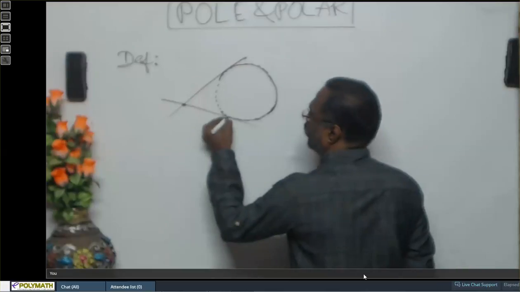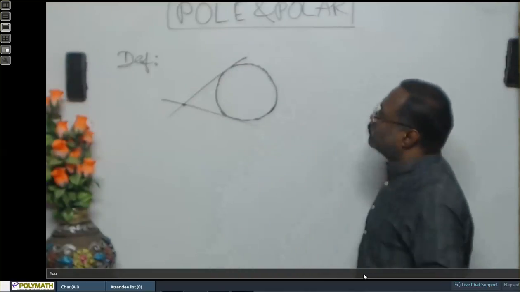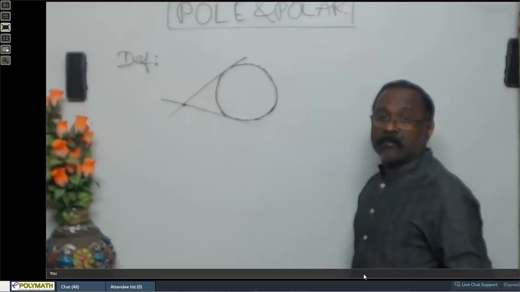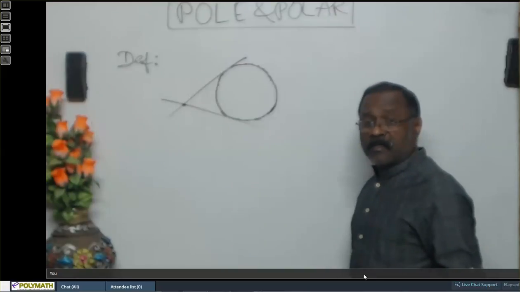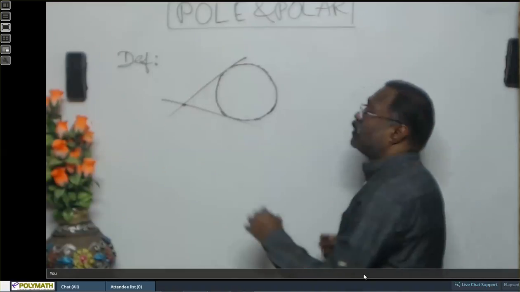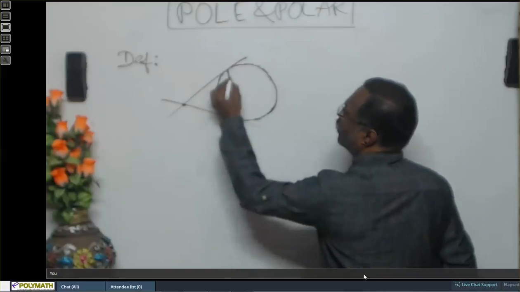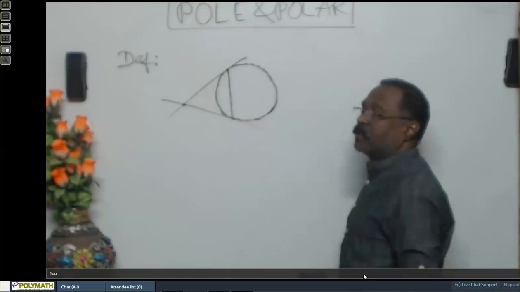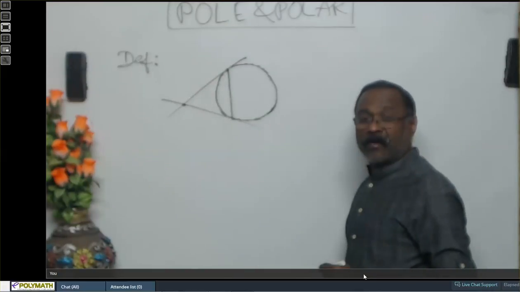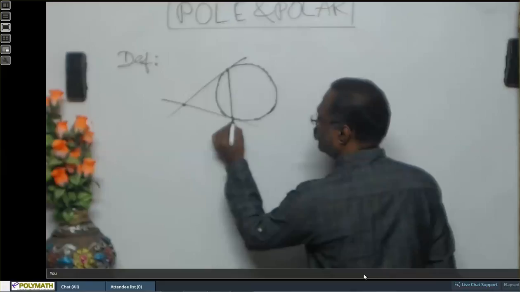Drawn to any curve, in this case, circle taken. How the tangents are and where they are drawn? Drawn at the extremities of the chord. This is a chord. Drawn at the extremities of the chord. So, how the chord is? This chord is passing through a fixed point.